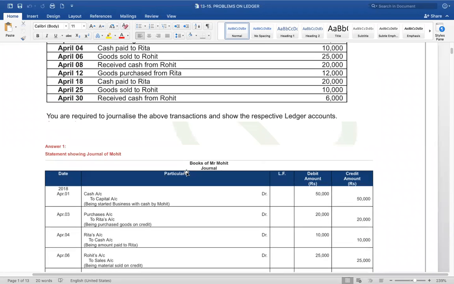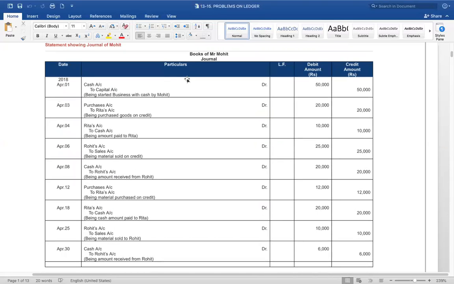Now let's come to 12th. Goods purchased from Rita. Purchases to Rita. Actually, it would have been goods to Rita, but we are writing here purchases account debit to Rita. The practice is to use the word purchases only. Actually, it is purchase of goods account, the full sentence. Instead of writing that lengthy one, you can simply write purchases. Similarly it is sale of goods account, and you can write sales account. Now, purchase account debit 12,000 in the debit column, to Rita's account 12,000 in the credit column.